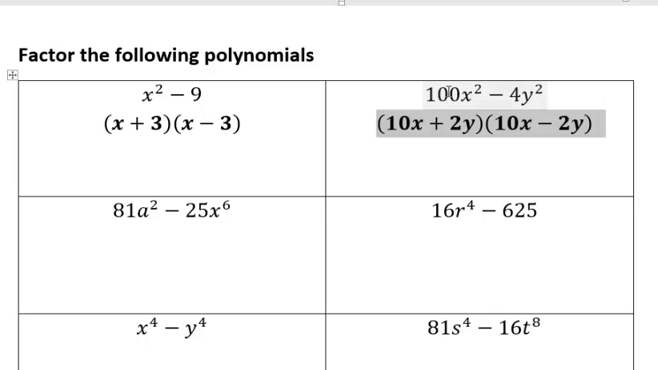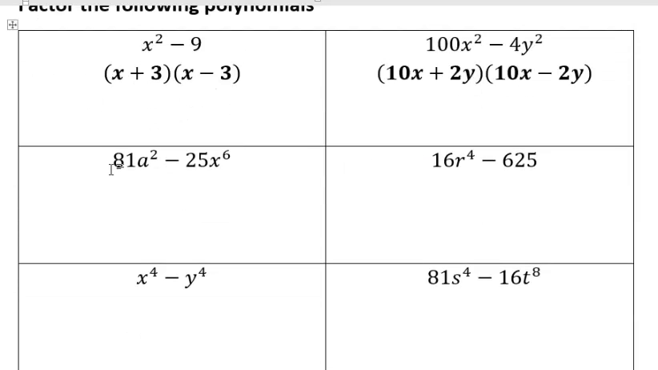All you need to do is get the square roots of these things. You put them with plus and minus, and that's it. That is the method. Okay, let's do this one now.